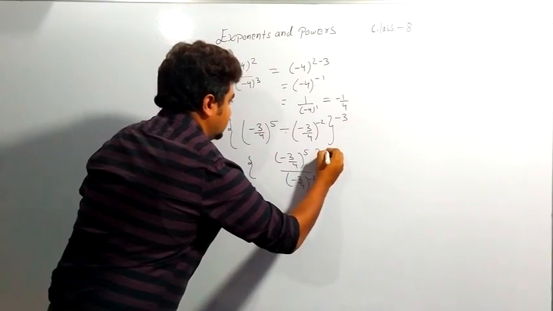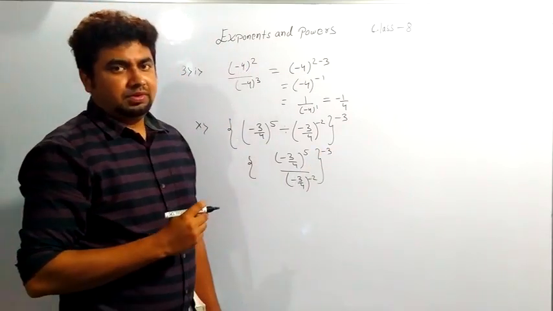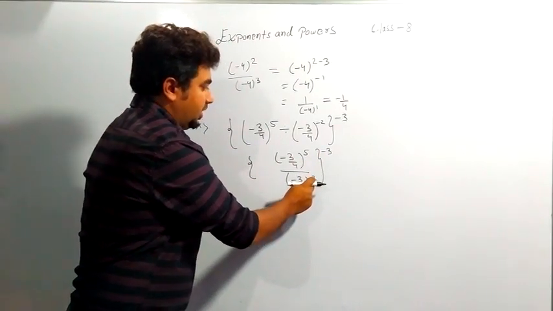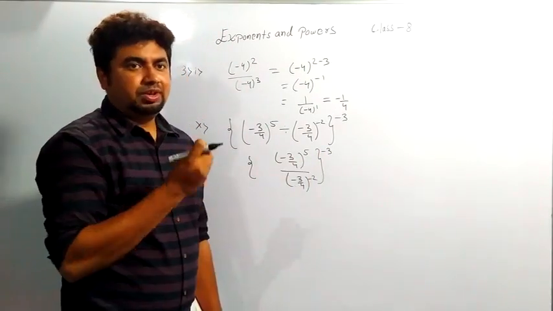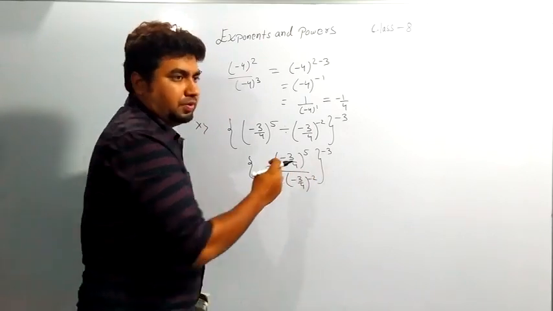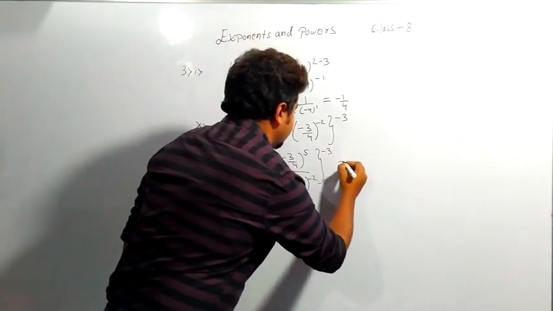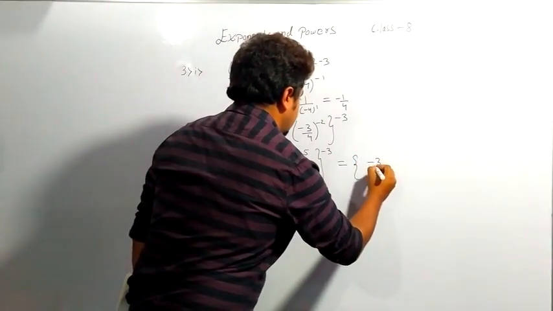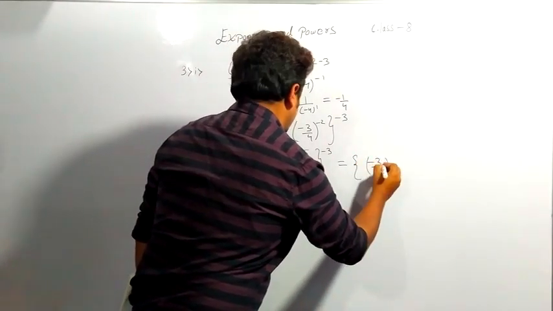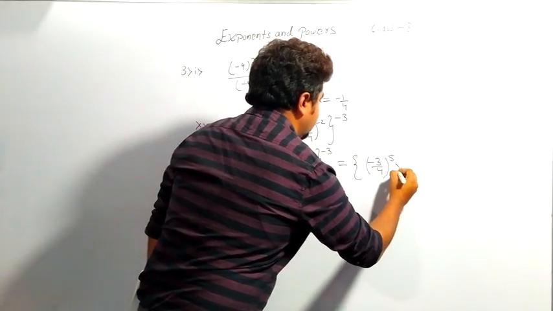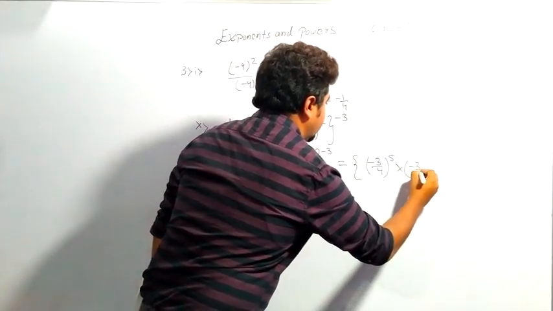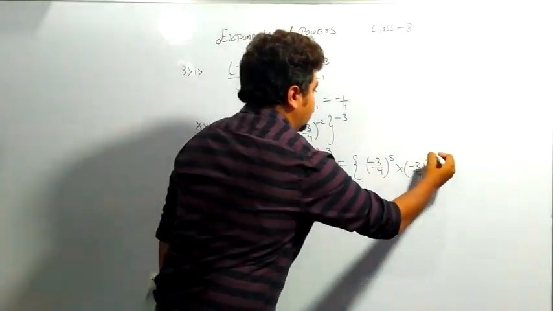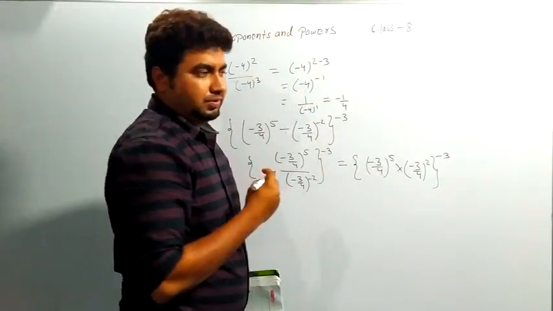This is minus 3. We are able to see that a minus is given. If it goes to the numerator, it will become plus. So we can write it as minus 3 by 4 to power 5 into minus 3 by 4 to power 2 plus 2, and overall the sign is minus 3.